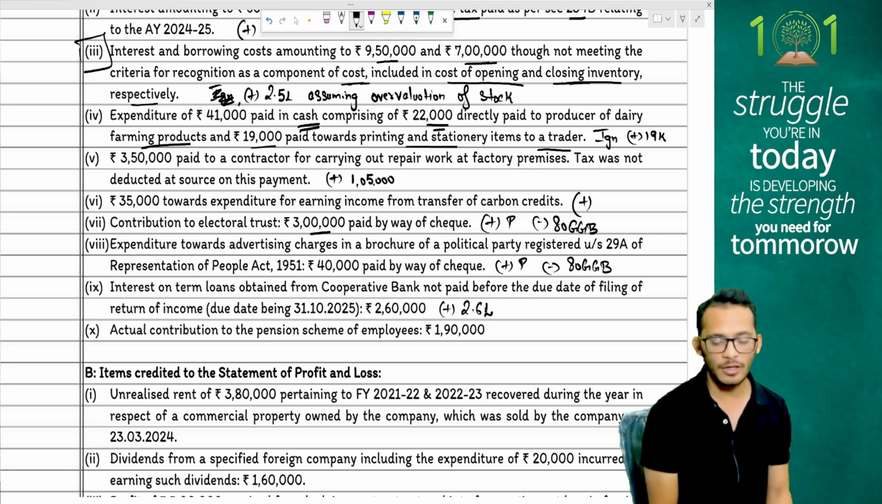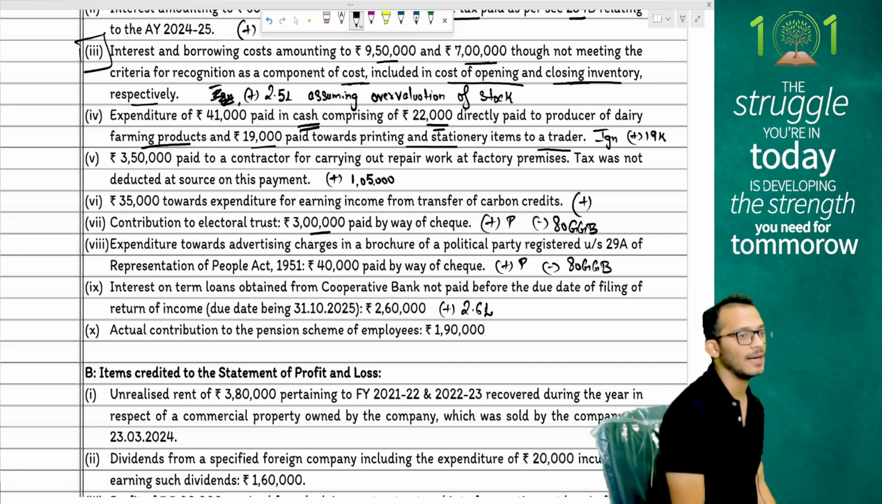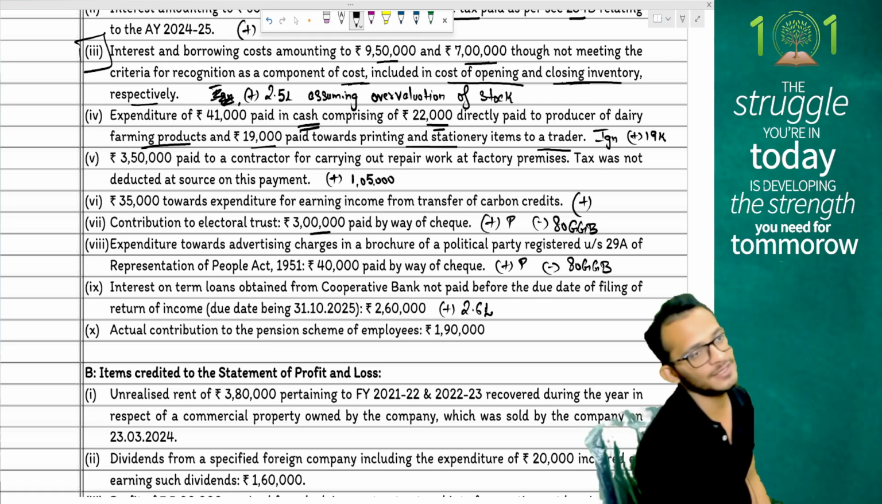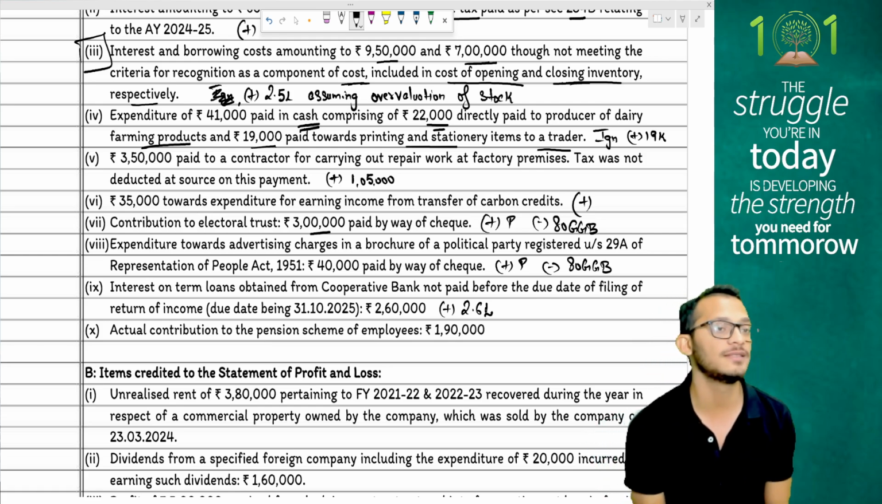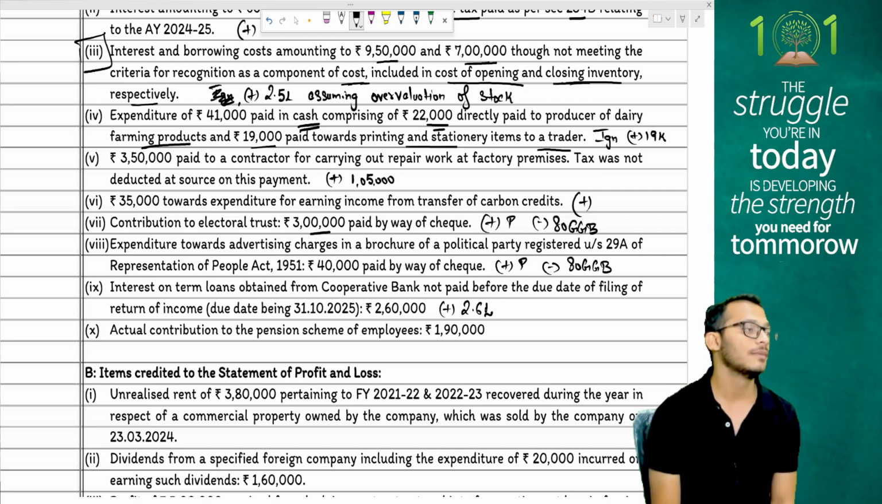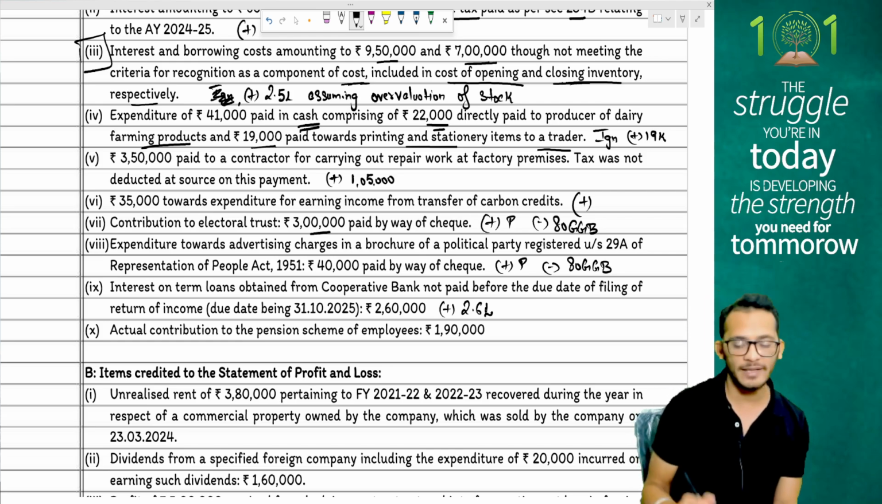Next, actual contribution to pension scheme of employees is 1,90,000. People, no information is given on salaries. The assumption is it is within the 14% limit, and therefore ignore.